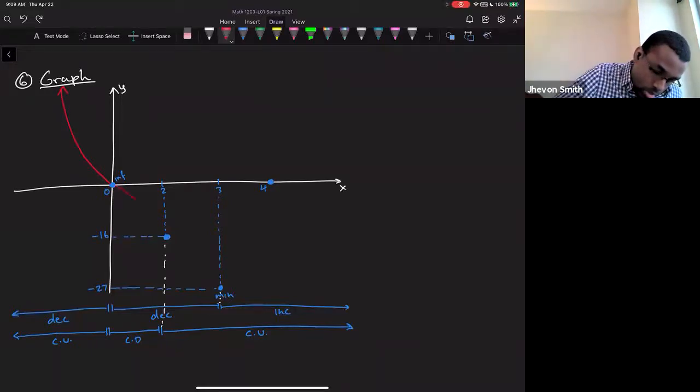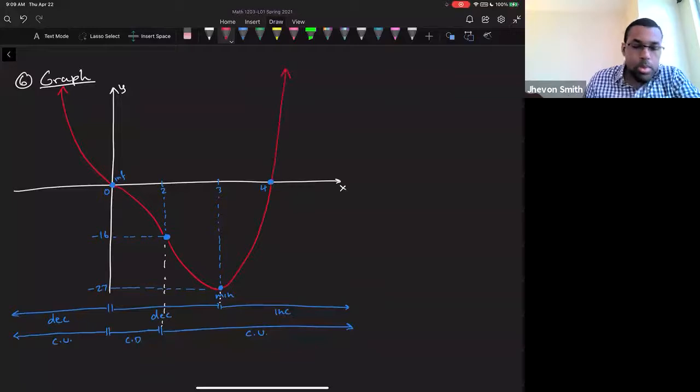So 0 was an inflection. Now the shape looks like that. So it goes like that. Now after that, I'm still decreasing, but concave up. So now I look like that. And then after that, I'm increasing concave up the whole time. So that's our graph. So smiley face, frowny face, smiley face, ends it off.